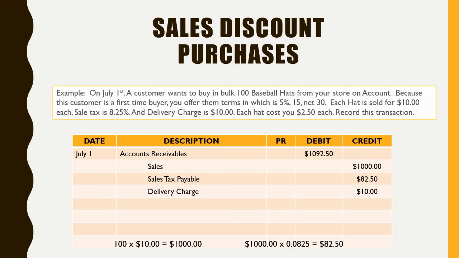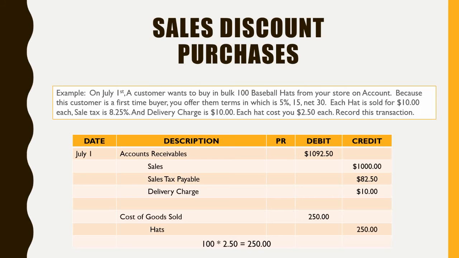All right. And then because we made a sale, what else do we have to recognize? Cost of goods sold. Mm-hmm. And what else? Inventory, hats. Good. All right. How much did it cost us to sell each hat? $2.50. Good. So what's our total cost of goods sold here? $250. $250. Good.